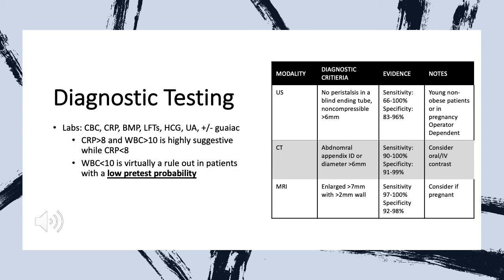Your diagnostic criteria on MRI are an enlarged appendix greater than 7 millimeters and a wall greater than 2 millimeters. Sensitivity for this is extremely high, 97 to 100%, and specificity is also really good at 92 to 98%.